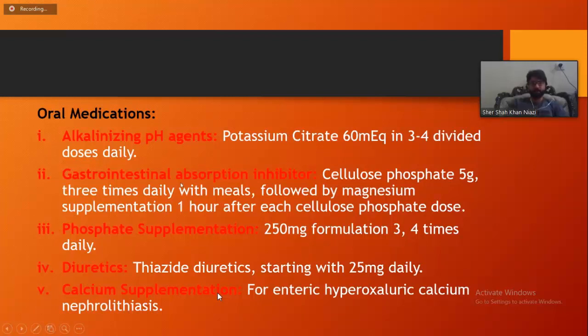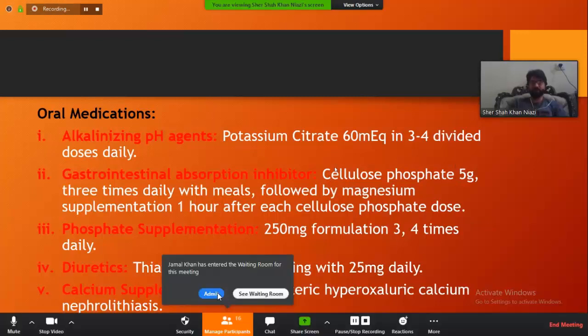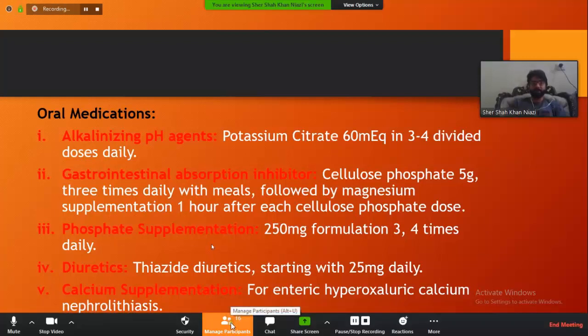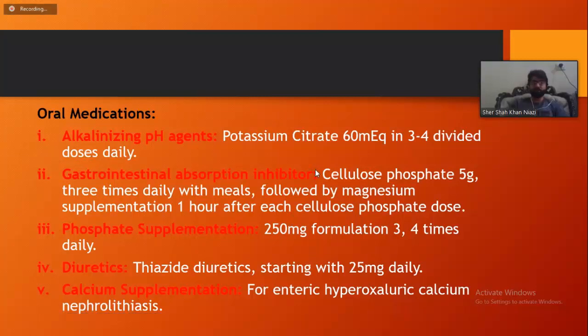Gastrointestinal absorption inhibitors include cellulose phosphate, 5 grams 3 times daily, followed by magnesium supplementation 1 hour after cellulose phosphate. If you remember, cellulose phosphate is given in absorptive hypercalciuria cases. The phosphate supplementation includes 250 milligram formulations 3 to 4 times a day. Diuretics include the thiazide diuretics, starting with 25 milligrams daily. Calcium supplementation is for enteric hyperoxaluria: if you are more prone to develop oxalate stones, then you will give the patient calcium supplements because it will bind with oxalates inside your bowel and decrease their absorption.